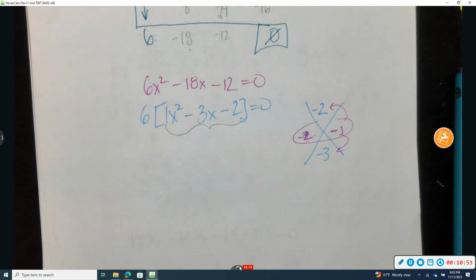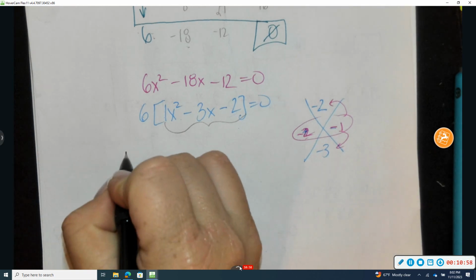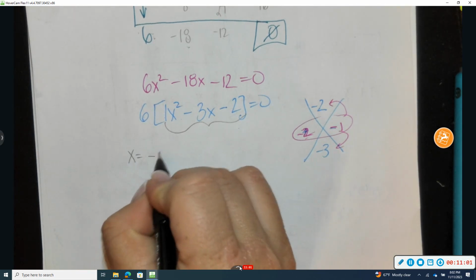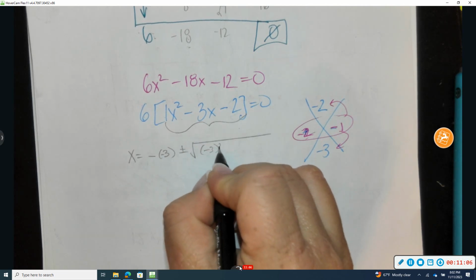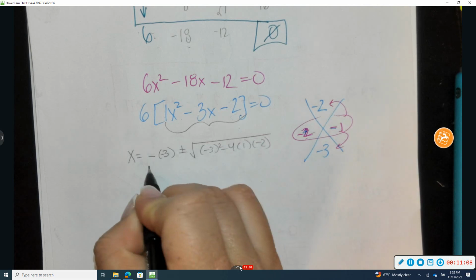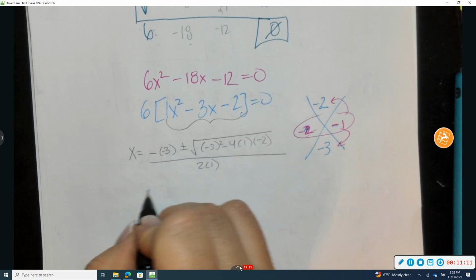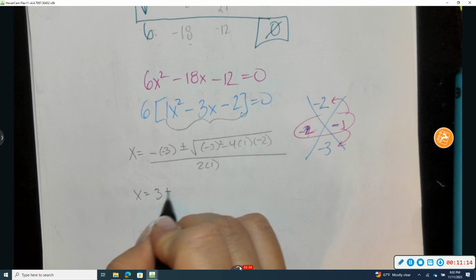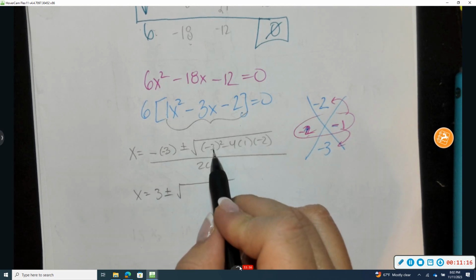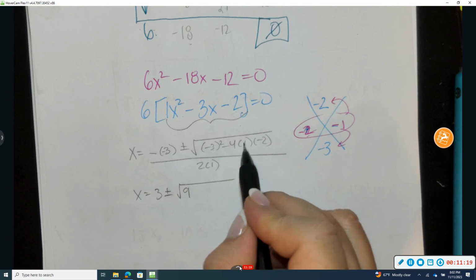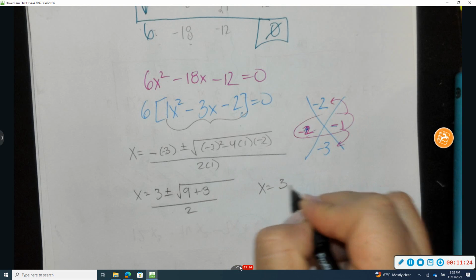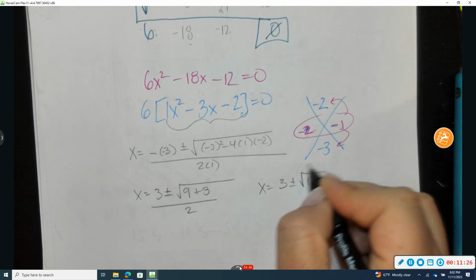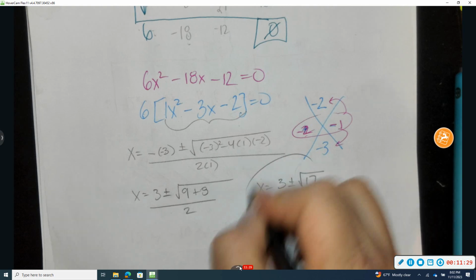Well, we have learned that when we have a quadratic equation and we can't solve by factoring, we can use the quadratic formula. So x equals negative b plus or minus the square root of b squared minus 4ac all over 2 times a. 2 negatives gives us a positive. This is 9. Negative 4 times 1 times negative 2 is positive 8, over 2. X equals 3 plus or minus the square root of 17, which cannot be broken down any further. And this is my final answer.